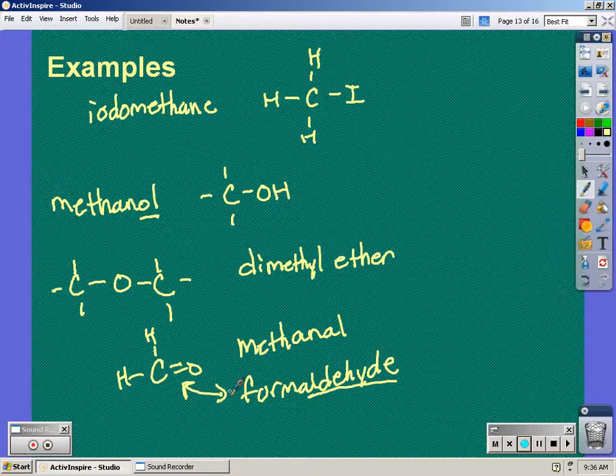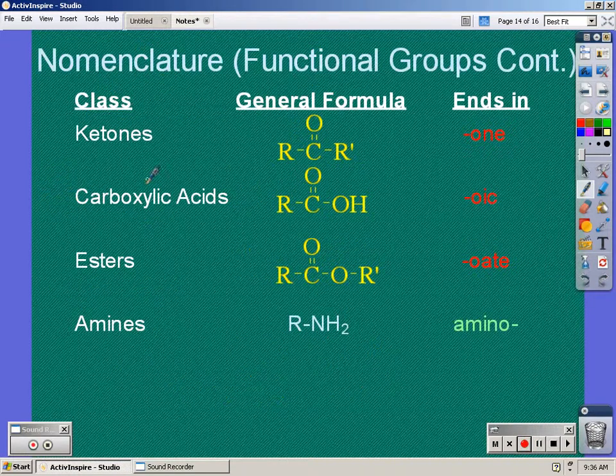Some other functional groups that we have, ketones, the double bonded oxygen is in the middle of the chain and ends in ONE. Carboxylic acids, the last carbon has a double bonded oxygen and an alcohol group, and so it ends in OIC. IC referring to the acid part. And ester, you have a chain of carbons, and in the middle of the chain you have a double bonded oxygen and an oxygen, so it ends in OATE. And then an amine is any time at the end of the chain, instead of having carbon or oxygen, you have a nitrogen group, and you use the prefix amino there instead of changing the ending of the name.